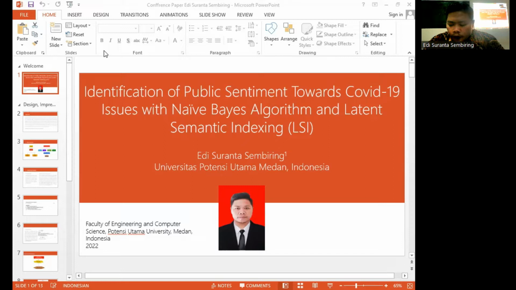And then allow me to introduce myself. My name is Suranta. I am from Potensi Utama University. I would like to present my paper. The title of my paper is Identification of Public Sentiment toward COVID-19 Issues with Naïve Bayes Algorithm and Latent Semantic Indexing (LSI).